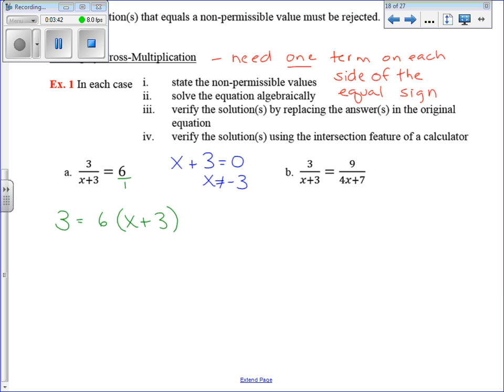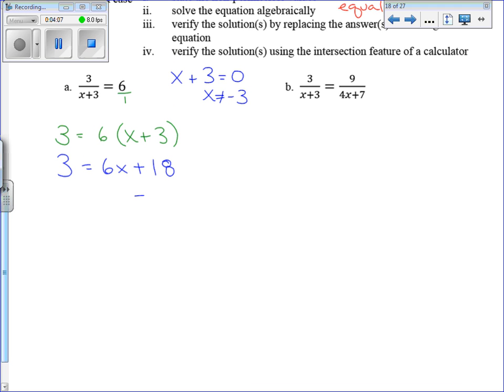What you're trying to do with cross multiplication is get it down to being like a linear equation, getting rid of the denominators. That's the whole point of cross multiplication, getting rid of the denominators. Because look at that, I have 3 over x plus 3 equals 6. Now I've got 3 equals 6 times x plus 3. Then this just becomes 3 equals 6x plus 18. Right? It's 6 times x, 6 times 3.